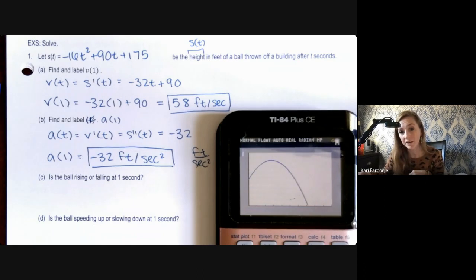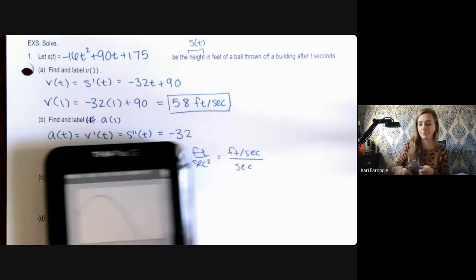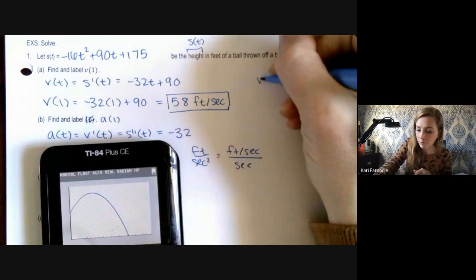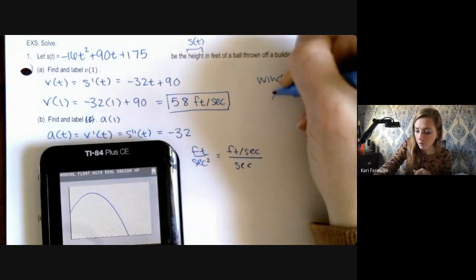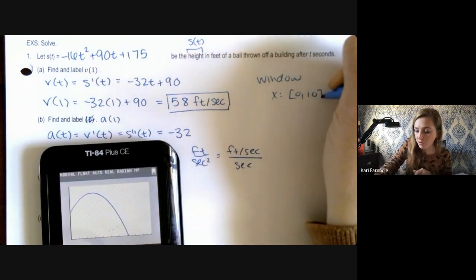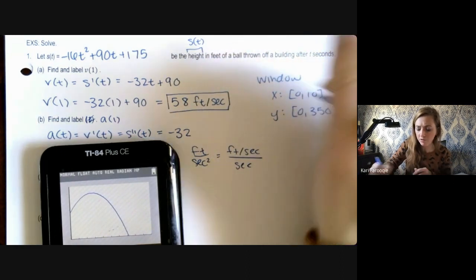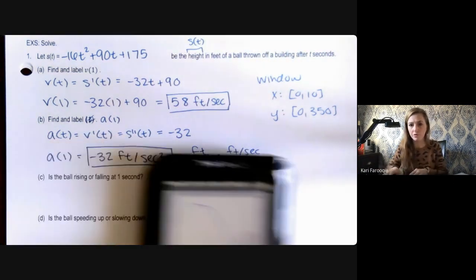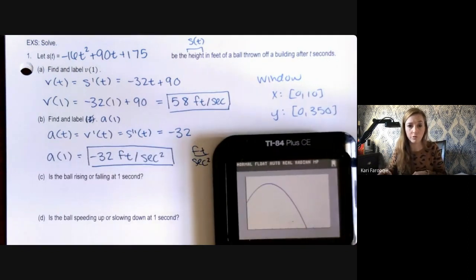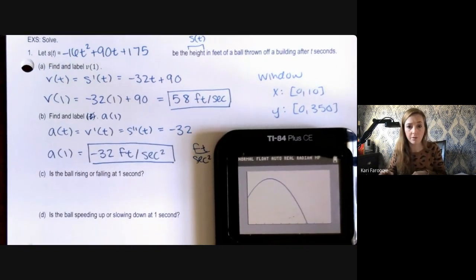Not bad. All right, so in my window here, I have x going from 0 to 10 and y going from 0 to 350. So my window, x is going from 0 to 10 and y is going from 0 to 350. It's so good for us to be able to look at this in our calculators and match this up with what's occurring in the problem statement.